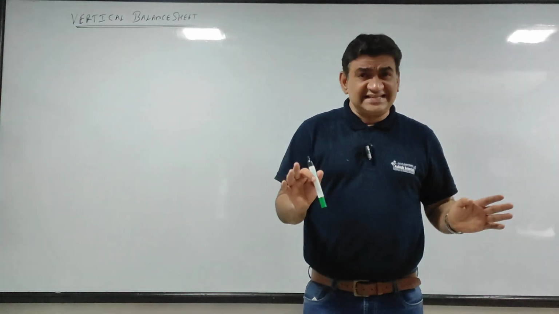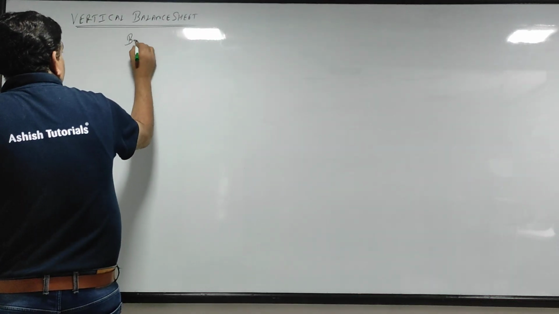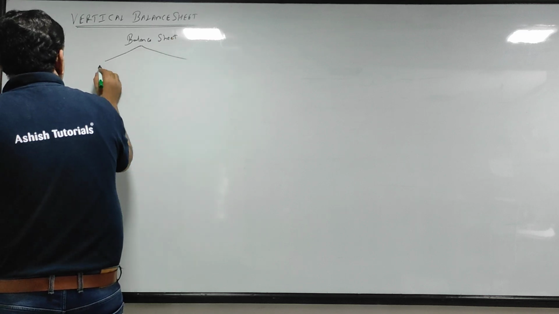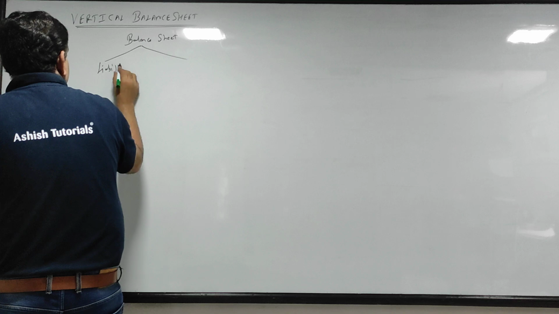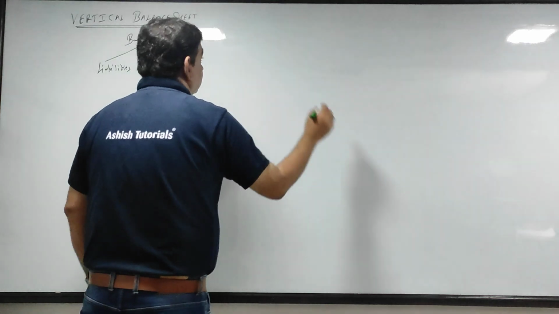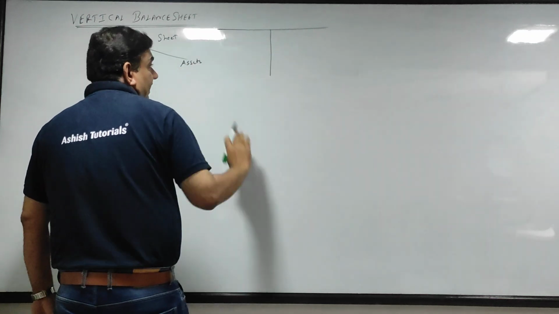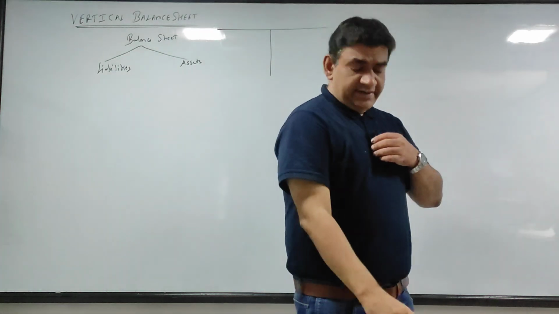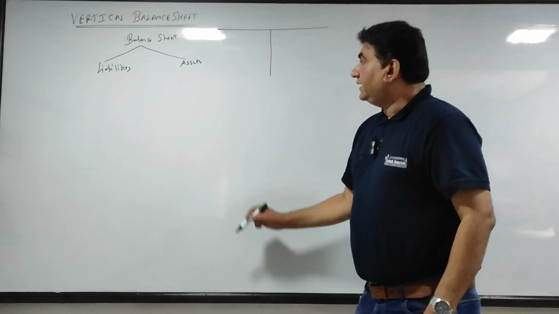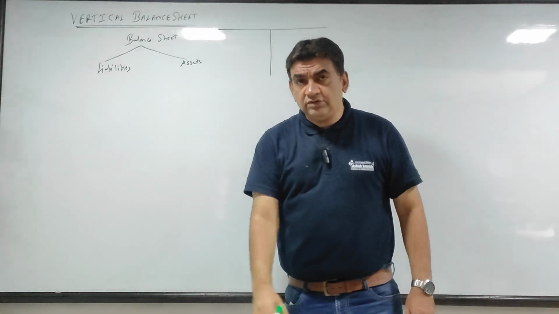Now see, as I told you, your normal balance sheet, what you all have done in FYJC and SYJC, we make it in two parts: liabilities and assets. Now here we are supposed to make vertical format. So what is vertical format? Instead of writing everything on the left and right, everything is written one below the other.